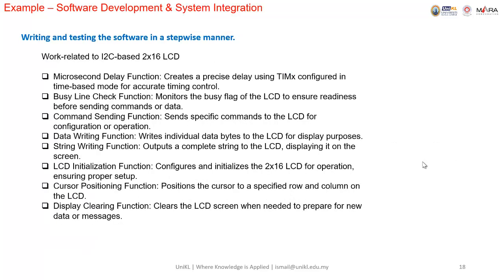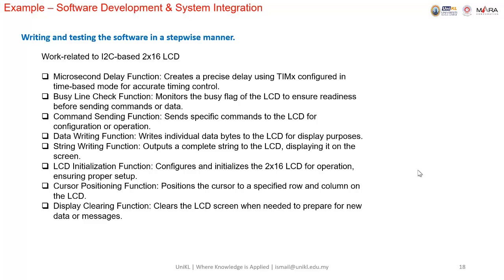And then we do the software development and system integrations. So we have two things. I2C based 2x16 LCD, right? And the other one we have the DHT11. So for the 2x16 LCD, maybe we need the microsecond delay functions, create a precise delay using a timer configured in time-based mode for accurate timing control. Busy line check functions, monitor the busy flag of the LCD to ensure readiness for sending command or data. Command sending functions, send specific commands to the LCD for configuration or operation. Data writing function, write individual data bytes to the LCD for display purpose.